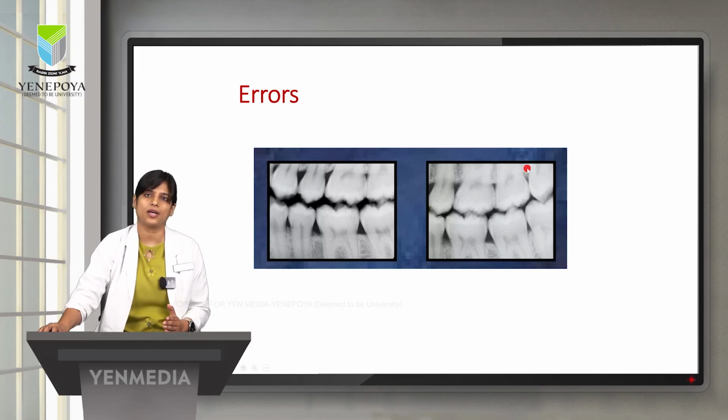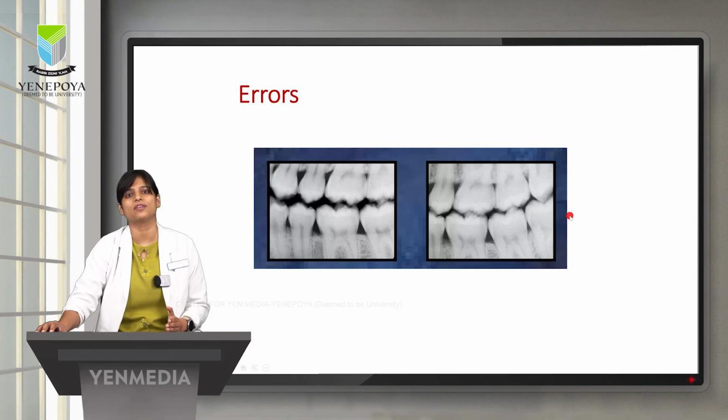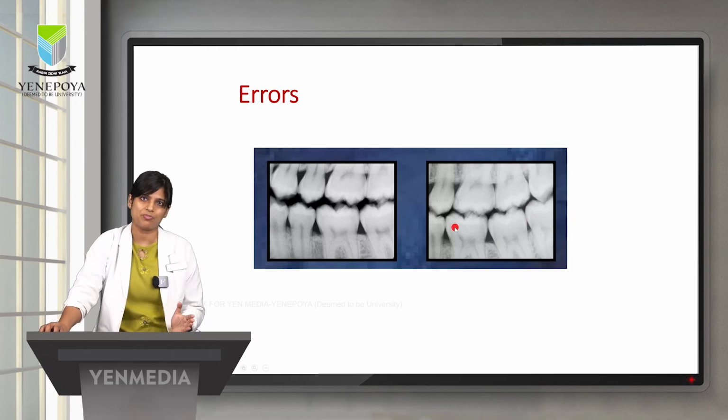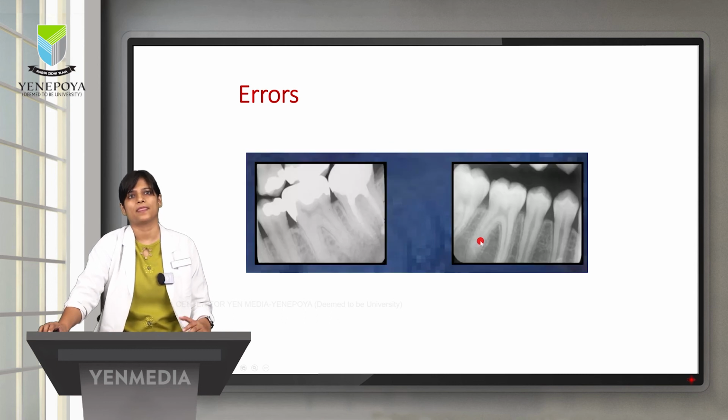Let's say if this was a molar, unfortunately, like I said, you have to consider the third molar also if it is erupted. So the film should be placed in such a way that all the three molars are appreciated.